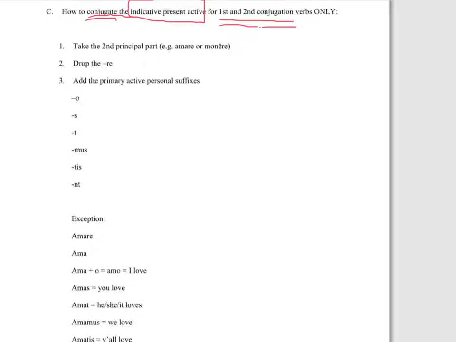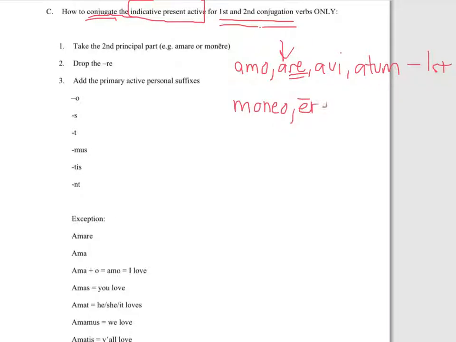When you're going to conjugate a verb in the first or second conjugation, I'll show you what they look like in the dictionary. You might find a verb like amo, amare, amavi, amatum. That would be a first conjugation since it has an A before the RE in the second thing in the dictionary. Or it might look like moneo, monere, monui, monitum. That's what the second conjugation looks like. Note that it has the long E before the RE.